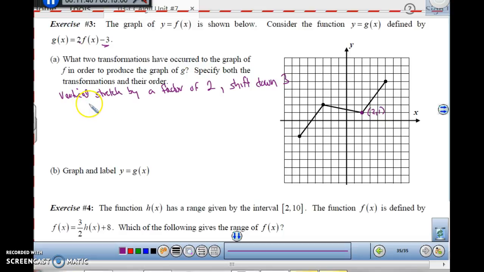So the first thing that we want to do is get g of that value. It's going to be 2 times f of 2, and then minus 3. When x is 2, y is going to be 1. Well, that should be g of 2, sorry. So that's 2 times 1 minus 3, which is 2 minus 3, which is negative 1. So my new point is going to be at x equals 2, y equals negative 1.